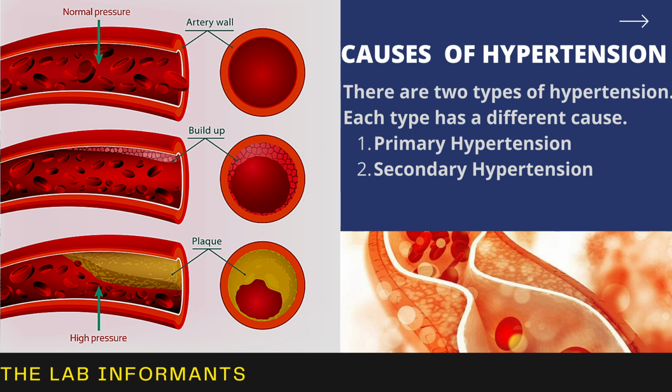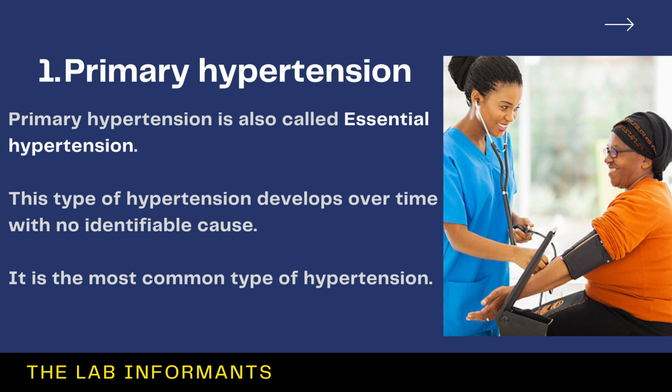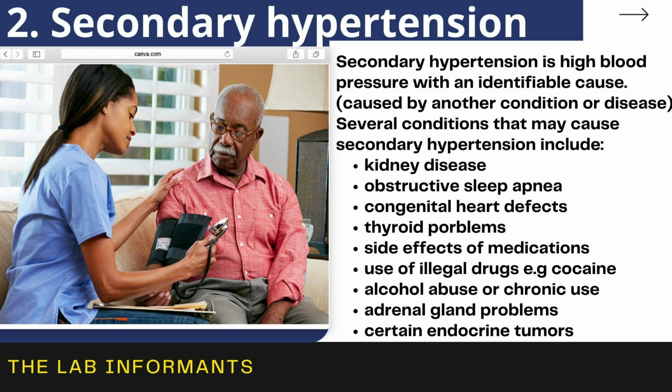There are majorly two types of hypertension, and each type has a different cause. The two types are primary hypertension and secondary hypertension. Primary hypertension is also called essential hypertension, and this type develops over time with no identifiable cause. It is the most common type of hypertension. However, secondary hypertension is a high blood pressure which has an identifiable cause. The cause may be another condition or a disease.